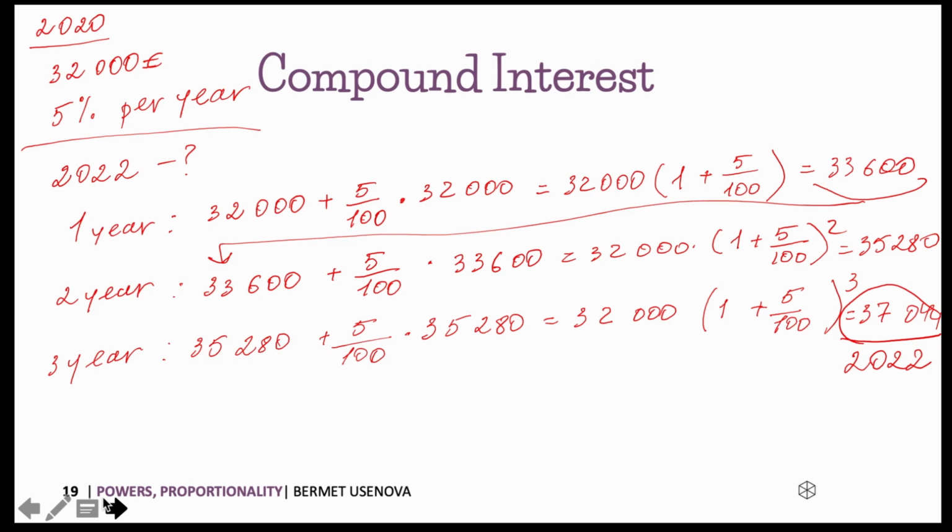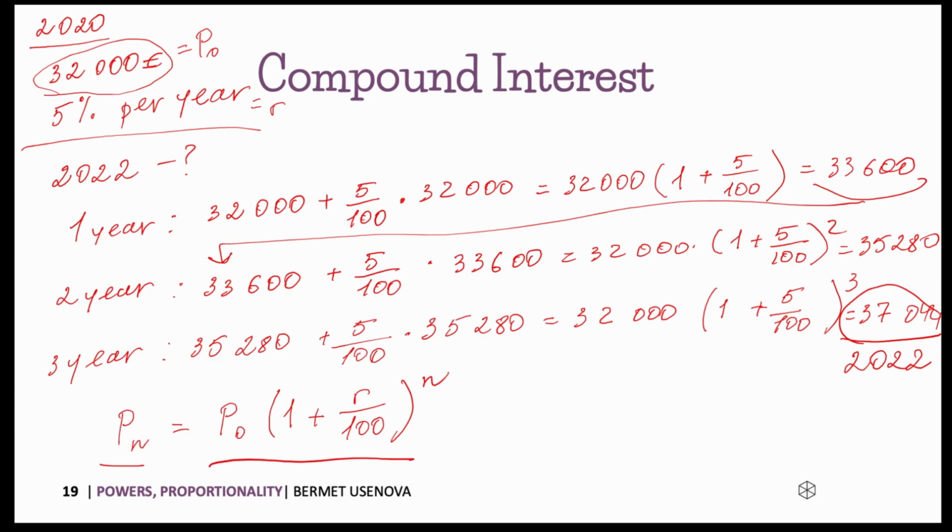And from this example, we can derive a formula. If we name the initial 32,000 euros as the principal amount, then 5% per year will be the interest rate. Then the final balance will grow according to this formula. So by using this formula, we can calculate interest for as many years as we're interested in. If you want to know what the balance of the savings account will be in 10 years, we can easily calculate it by using this formula.